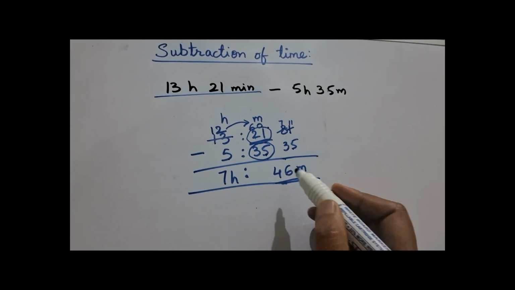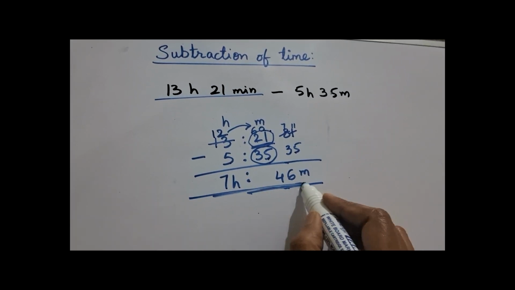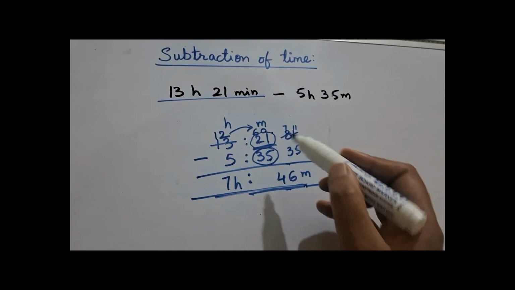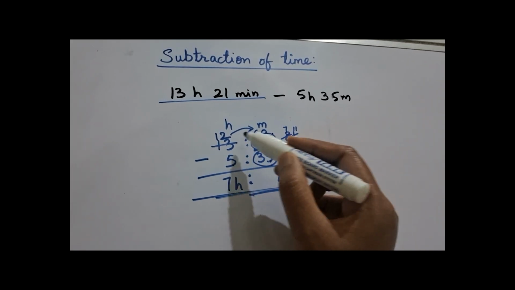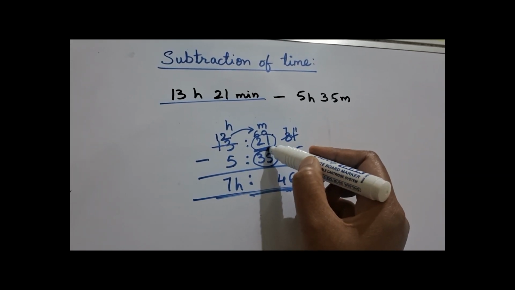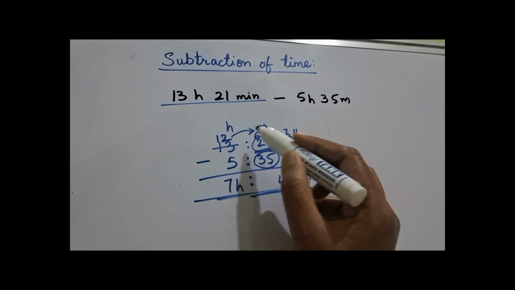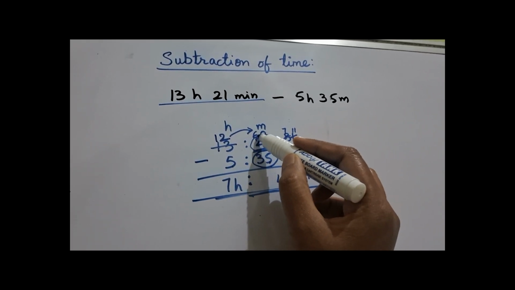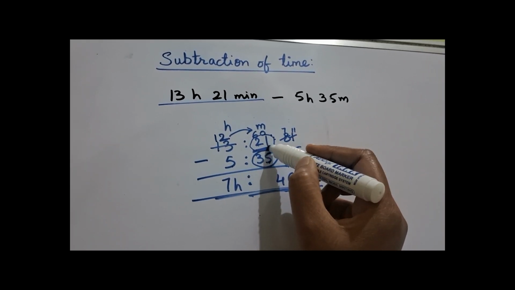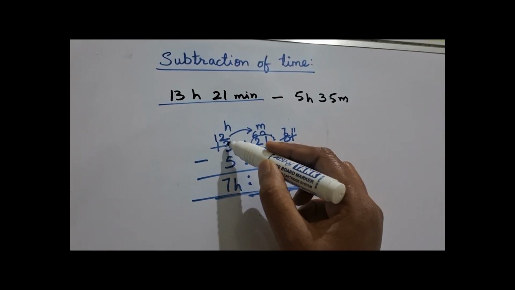Okay, children. So in this way we need to do subtraction. When you need to take carry, then you are taking 1 hour from here. Then it converts to minutes. 60 minutes should be added to this number, and this will become 1 hour less.